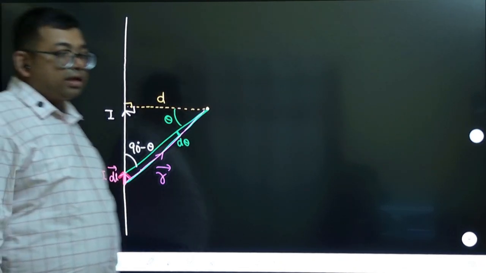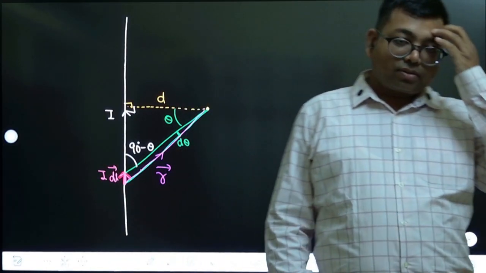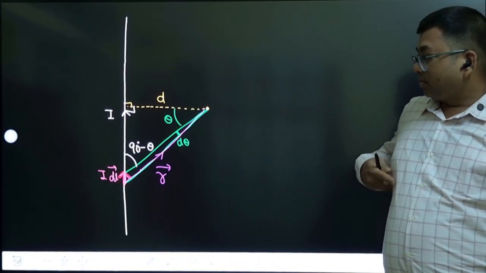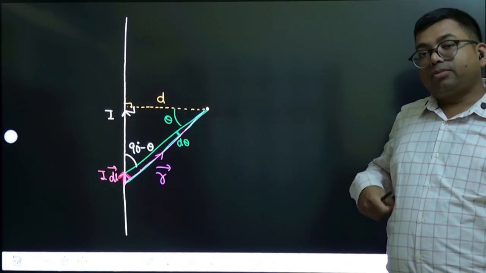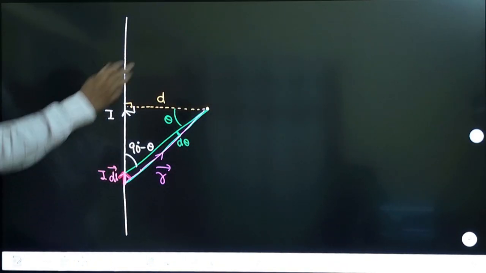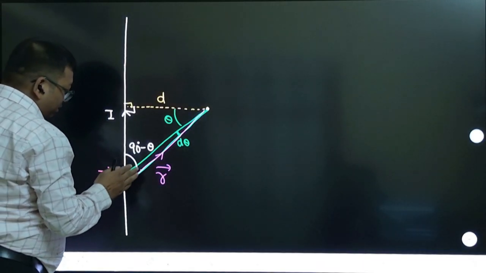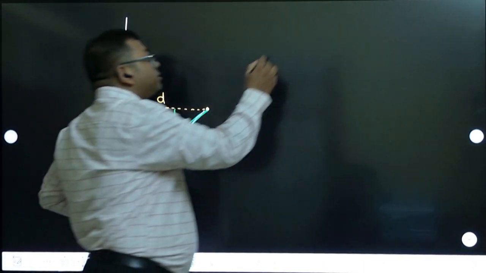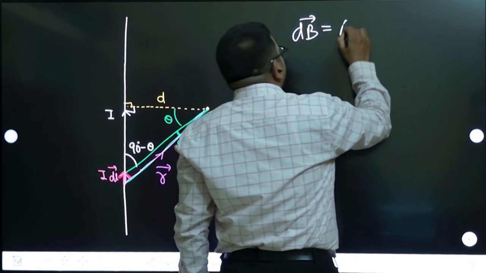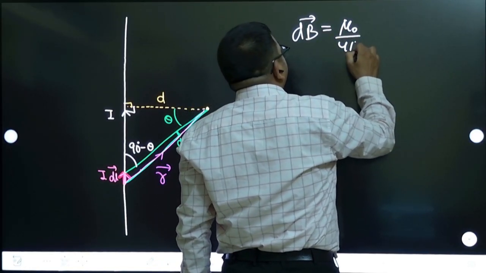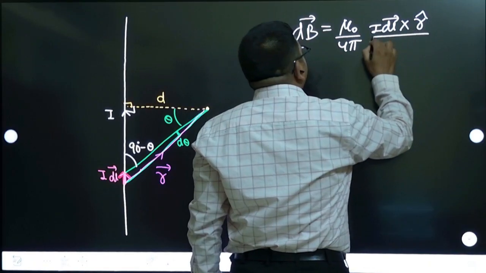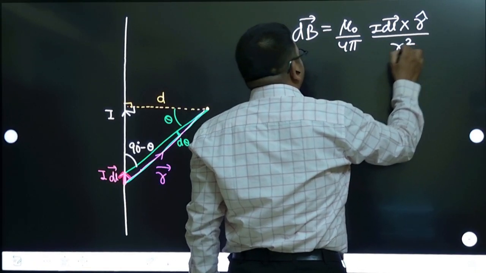One shortcut derivation is using Ampere's circuital law, but that is quite easy and not a big thing. But using the Biot-Savart law is important, because they can ask in the exam using the Biot-Savart law. So now let us find the magnetic field. Using the Biot-Savart law, this formula we should know: dB vector is mu naught by 4 pi, I dl cross r cap by r square. What is this formula?